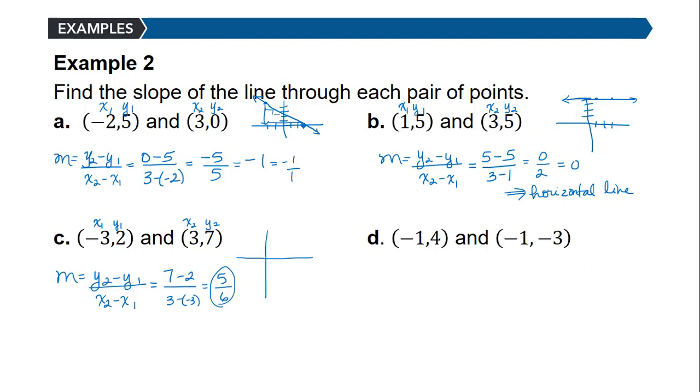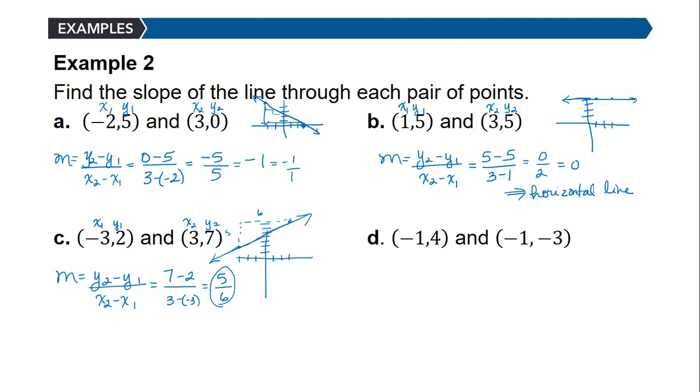When we graph these points, (-3, 2) is in quadrant 2, and (3, 7) is in quadrant 1. And when we graph them, notice that our line is rising from left to right. It's going up. So a positive slope corresponds to a line that's going up in the positive direction. And a slope of 5/6 means that between these 2 points, I can rise 5 units and run 6 units to get to another point on the graph of the line.